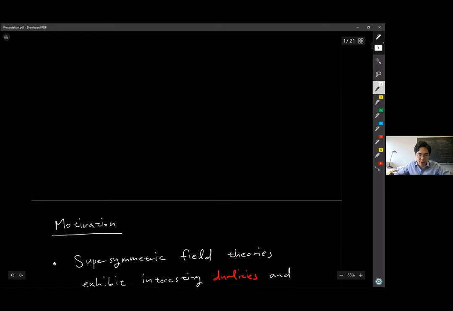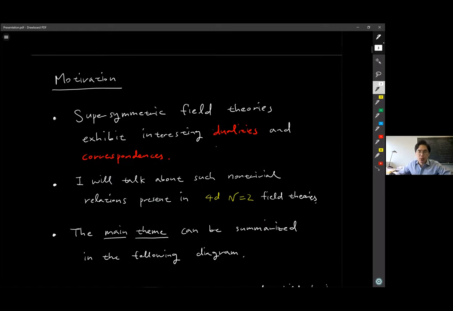So let me start from the motivation. As you all know, supersymmetric field theories exhibit interesting dualities and correspondences. And here by correspondence, I mean the objects appearing on the other side don't have to be the same theory that we started with. These correspondences are nice because they provide novel intuitions and novel perspectives on the gauge theory dynamics. But it also sometimes happens that we can get non-trivial consequences on the other sides from the knowledge of the gauge theory. So in that sense, these relations are beneficial in both directions. In fact, I will talk about such non-trivial relations present in four-dimensional N=2 supersymmetric field theories.